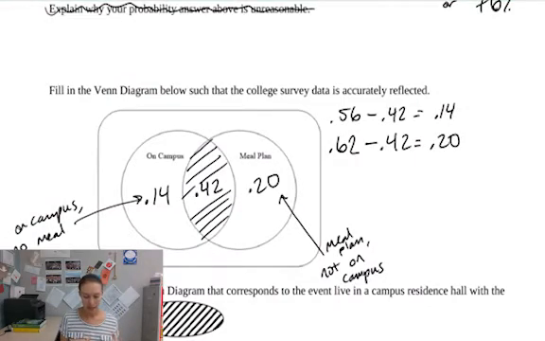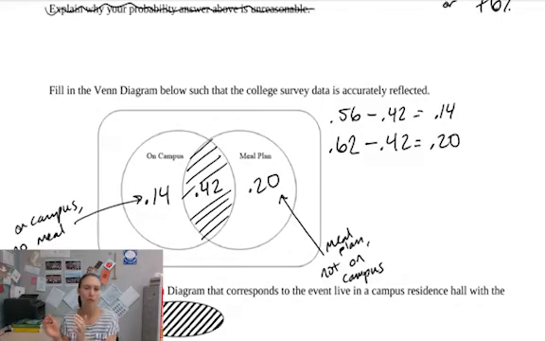Now, finding how many students live on campus or have a meal plan doesn't mean that I'm not including the both. It just means I'm only including the both piece once instead of twice. So if I were to take just 56 plus the 62, I would be counting that 42% with the 56%, and I'd be counting it again with the people who have a meal plan.